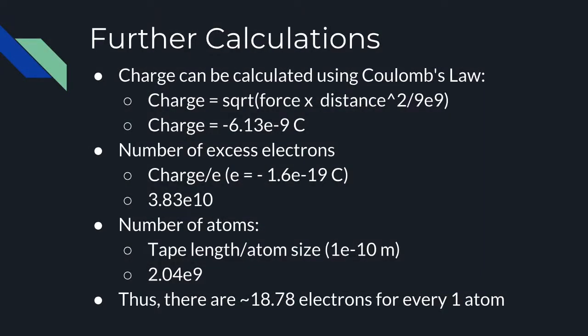To calculate the charge of the U-tapes, I used a derivation of Coulomb's law and got that the charge is equal to -6.13 times 10 to the -9 coulombs. Based on this, I found the number of excess electrons to be 3.83 times 10 to the 10. And using the tape length, I could find the number of atoms, which was approximately 2.04 times 10 to the 9th. Thus, the ratio of electrons to atoms was approximately 19 electrons for every one atom.